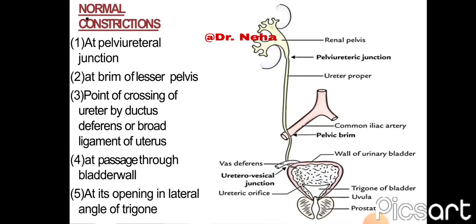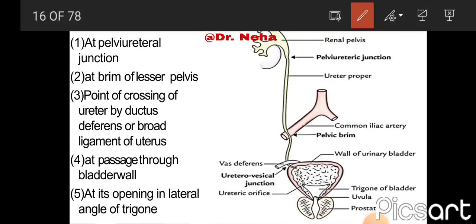Now the normal constrictions of ureter. So there are 5 constrictions in the ureter. First lies at the pelvic-ureteric junction, that is at the junction of pelvis of ureter and the ureter proper. The second lies at the pelvic brim or at the place where it is crossed by the common iliac artery.